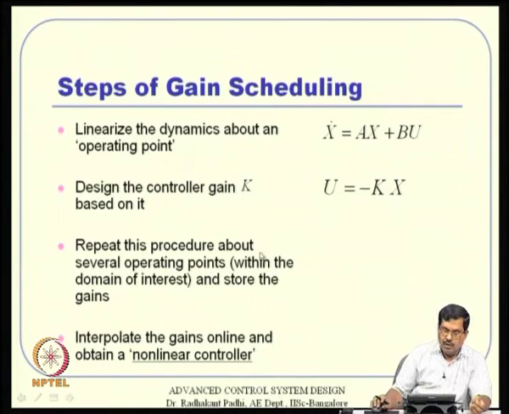Okay. And then you have to repeat this procedure about several operating points as I described in the diagram, and you have to obviously store those gains in memory. Okay. So, online what you have to do is you interpolate the stored gains, whatever you have in the memory, and then essentially you get a nonlinear controller. Okay. That is what is done.